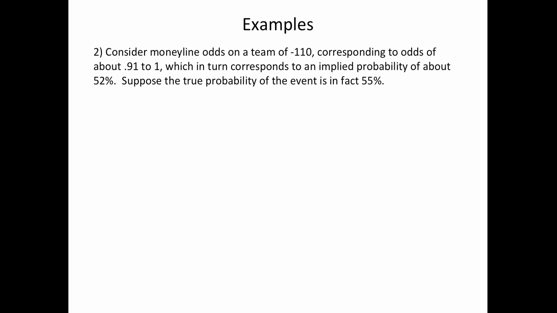All right, so now let's look at a second example. Consider moneyline odds on a team of minus 110. That corresponds to odds of about 0.91 to 1, which in turn corresponds to an implied probability of about 52%. Suppose the true probability of the event is in fact 55%. So that number, minus 110, is often used as the moneyline odds on a particular point spread. That implies a probability of 52%.